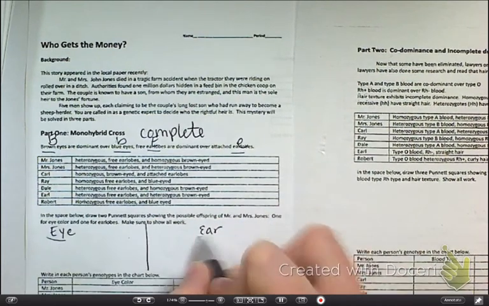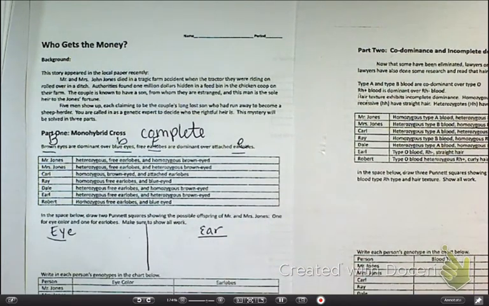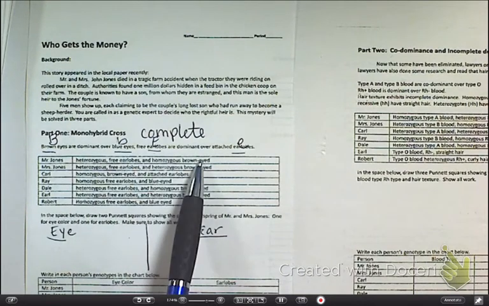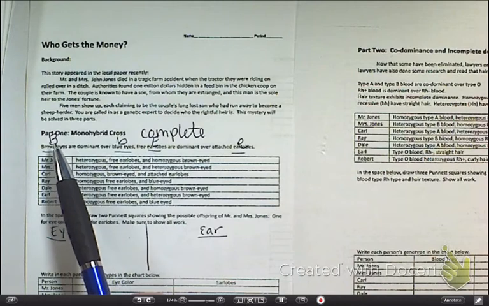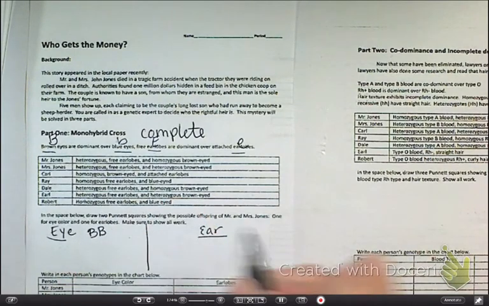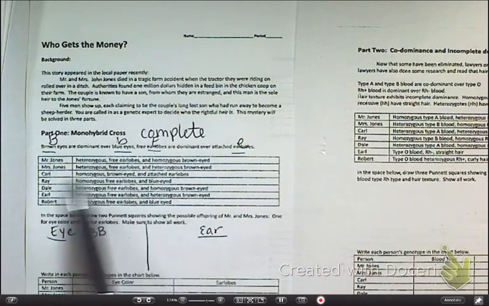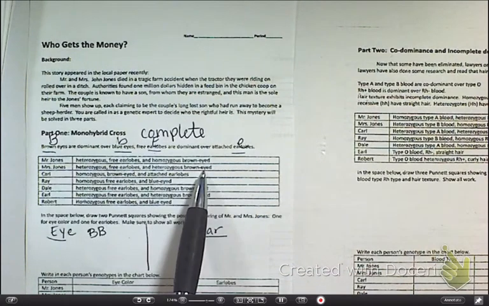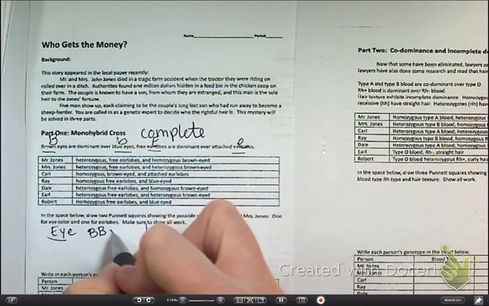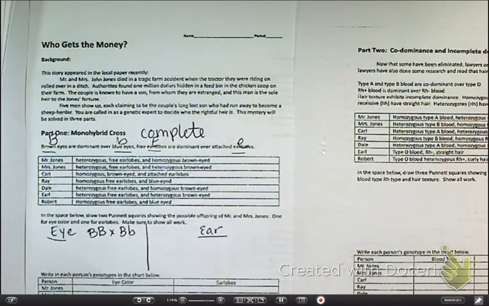And we need to figure out the genotypes for Mr. and Mrs. Jones so we can make Punnett squares for them. So let's start with eye color. Mr. Jones is homozygous brown-eyed. Remember, brown eyes is capital B and homo means same, so we know that Mr. Jones is big B, big B. And we know that Mrs. Jones here is heterozygous brown-eyed. Hetero means different, but at least one big and one little. So we know that she has this genotype here.